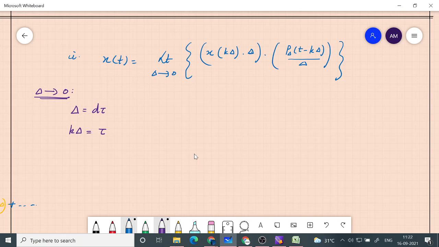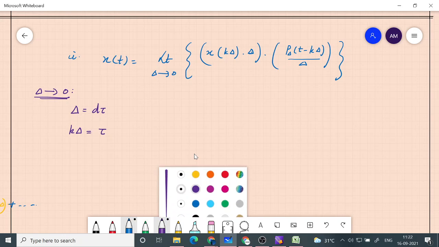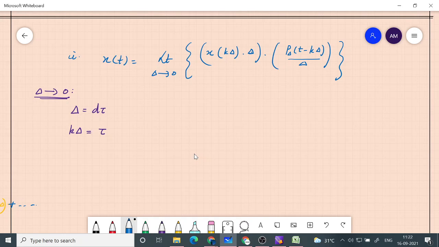And k delta becomes tau. Okay, there is a summation also here, right? I left the summation. I can put the summation outside also, k going from minus infinity to plus infinity. Okay, I have taken the summation outside. So let me continue. Delta becomes d tau, that's a definition, and k delta becomes tau.